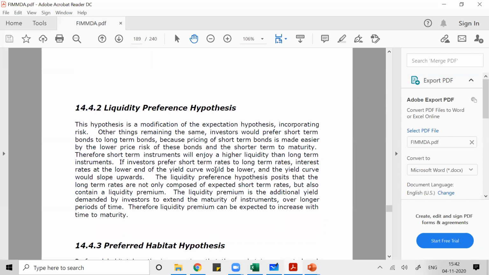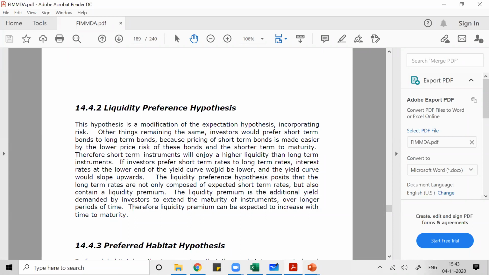So liquidity preference theory is a modification of pure expectation theory, incorporating the risk. Other things remain the same, an investor would prefer the short-term bonds to the long-term bond because the pricing of short-term bonds is made easier by the lower price risk of these bonds and the shorter term to maturity. Therefore, the short-term instruments will enjoy a higher liquidity than the long-term instruments. So if an investor prefers short-term rates to the long-term rates, the interest rate at the lower end of the yield curve would be lower and the yield curve would slope upward.